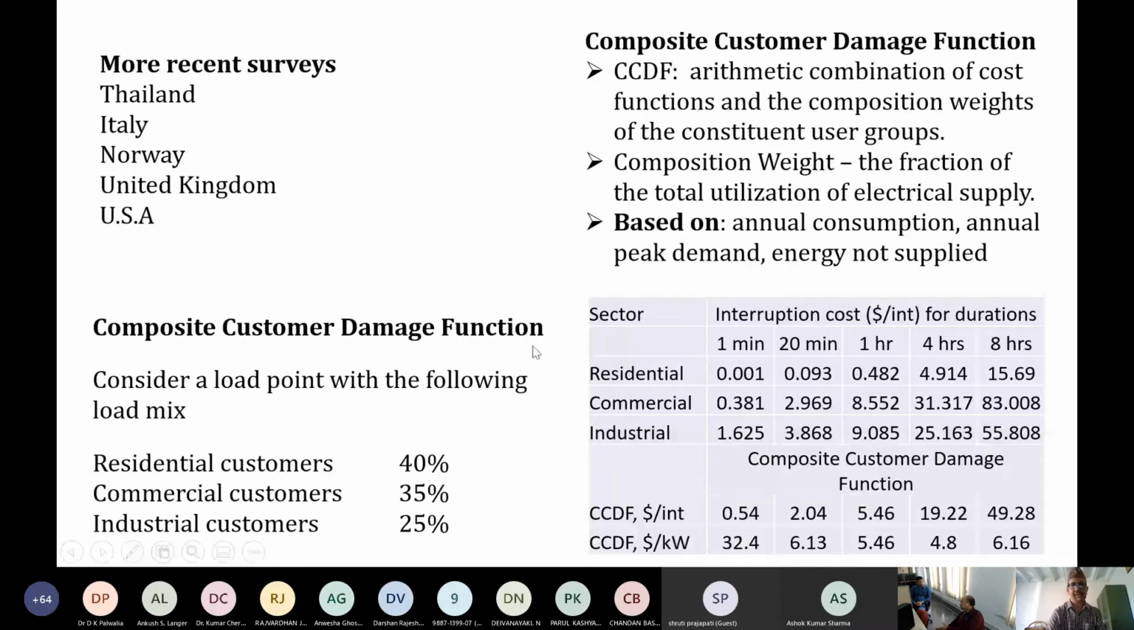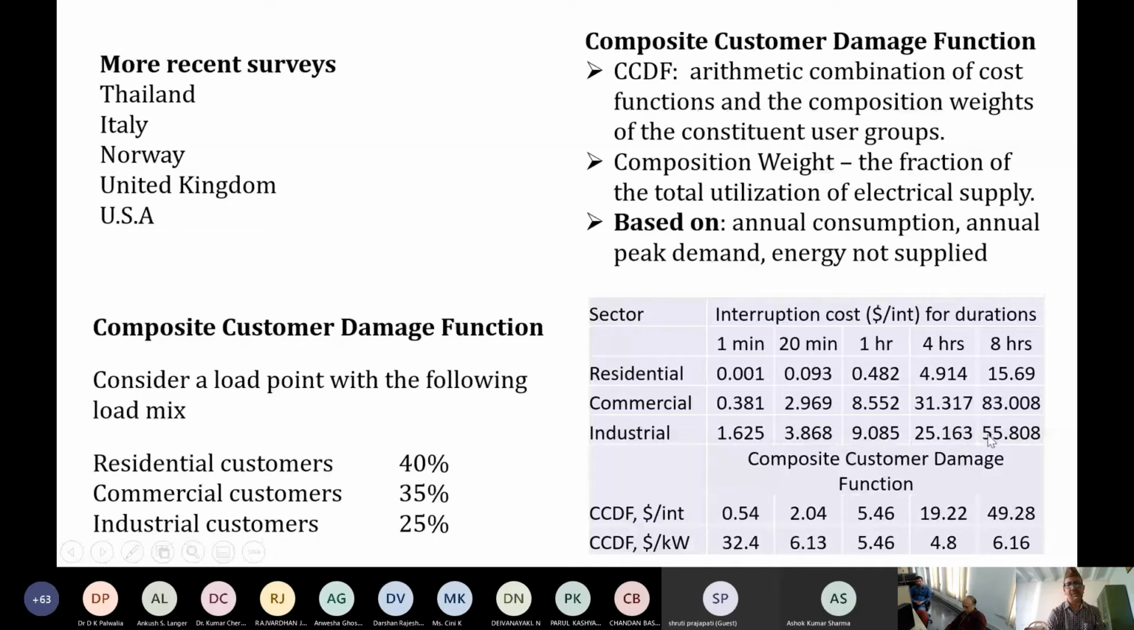So for 1 minute interruption, average residential customer cost is this much dollar per interruption. So it's very low. For 20 minutes, a little higher. For 1 hour, further higher. 4 hour, 4.914. For 8 hour, 15.69. And similarly for commercial, even for 1 minute interruption, this cost is a little higher. And for industrial, it's further higher. And so on, up to 8 hours.